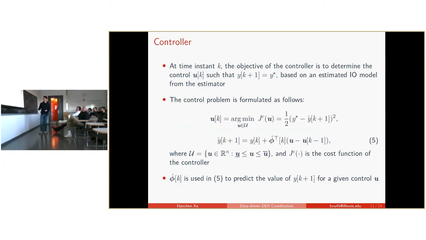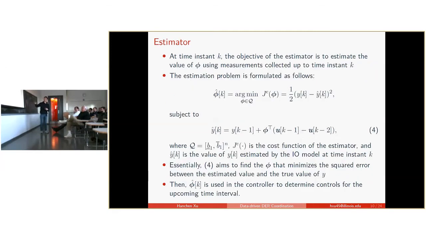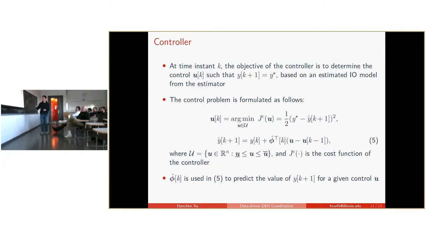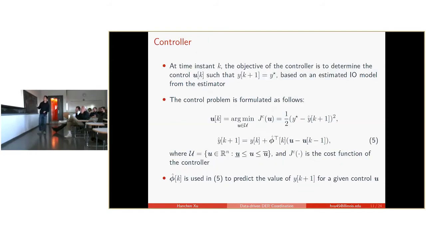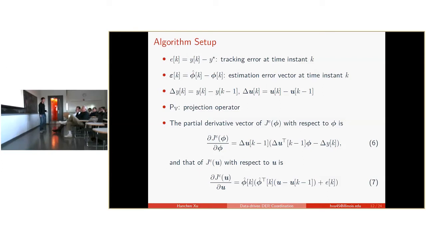In order to do the control, again, we formulate a very myopic objective, which is to minimize the squared error between the target and the predicted output for the next time step, k plus one. Note that since we don't know the exact value of phi, we use an estimated value of phi, which is obtained by solving the previous problem in the estimator. Then these two together form this loop. So far, any questions? Good. Next, I'll propose an algorithm to solve this problem alternately and iteratively.